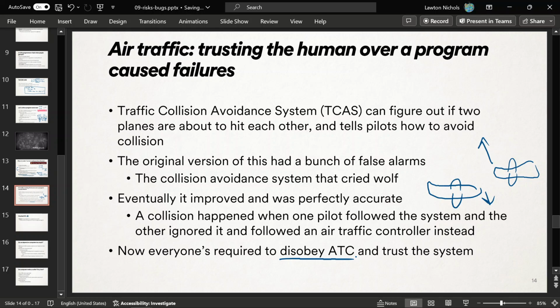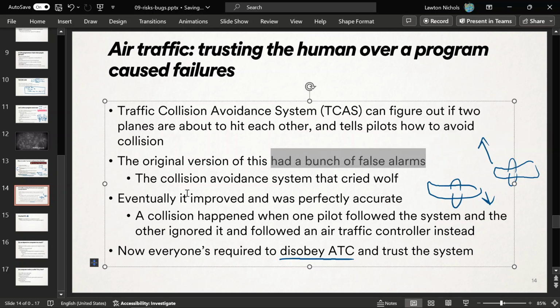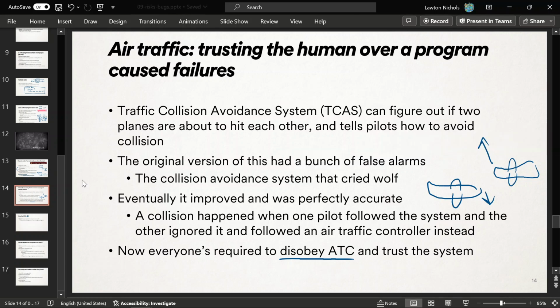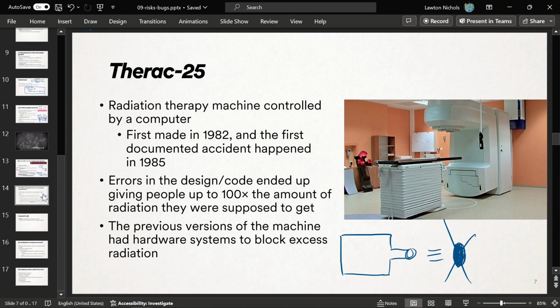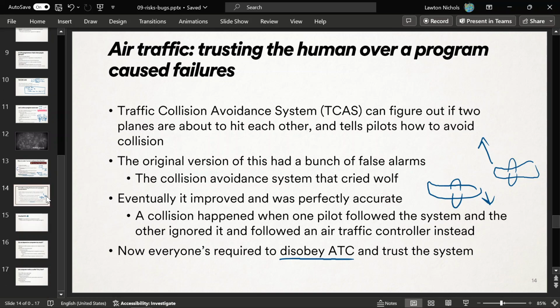So it's unfortunate that it had a lot of false alarms at the start, but this is a good example of us relying on software to make us safer, in a sense. But there were also bugs in old things. We talked about the S24. You wrote an essay on that, right? So there's two sides to that coin.